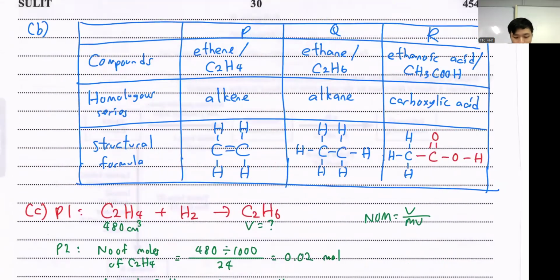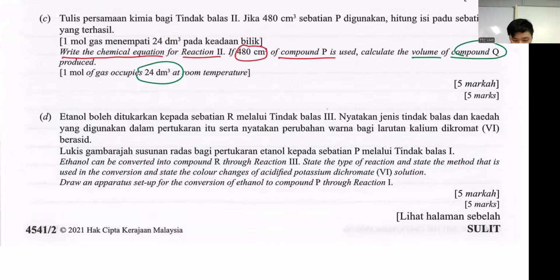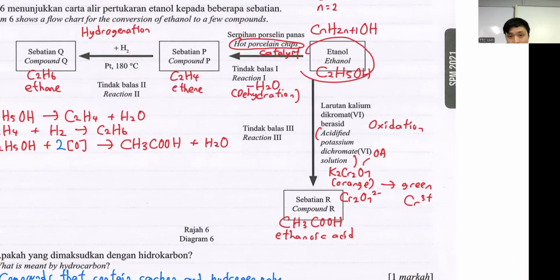What do they ask? They ask: ethanol can be converted into compound R through reaction 3. I told you just now, right? Ethanol is the component of red wine. If you leave your red wine and let the air enter, it becomes sour, becomes acid. Or in this case, if you want it faster, you add an oxidizing agent.